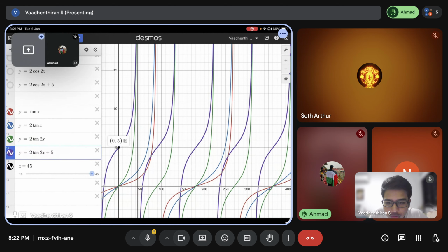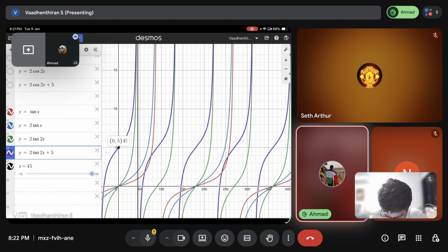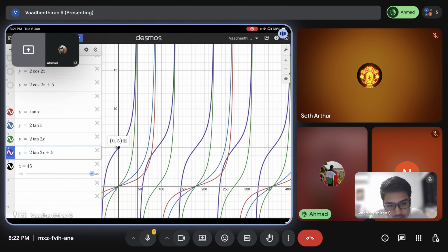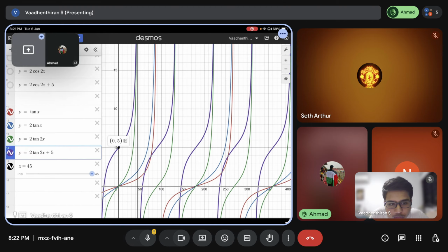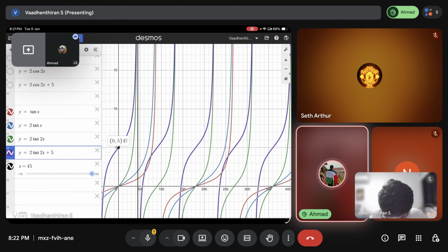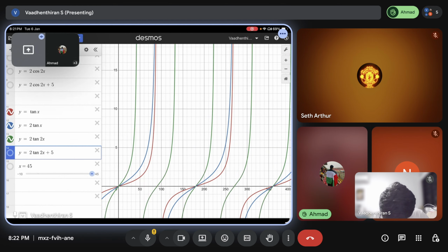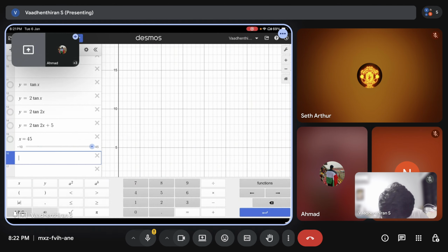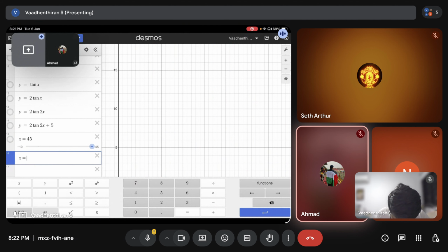Yeah, Ahmed, you have a doubt. Please, I don't understand. You don't understand what, the tan graph or which part? The graph. This graph tan, right? Yes. Okay, I'll explain it once again.